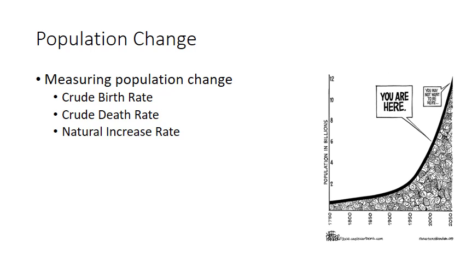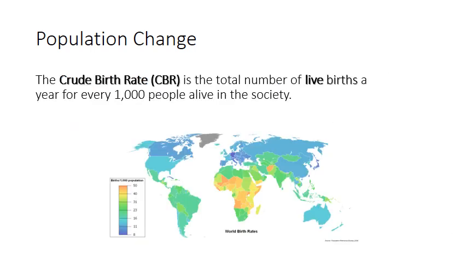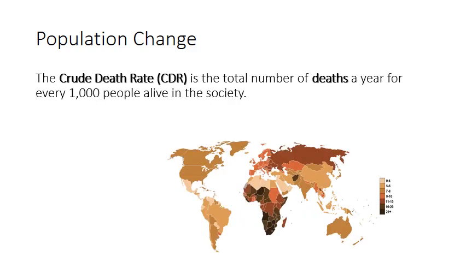3 tools we use to measure population change are the crude birth rate, the crude death rate, and the natural increase rate. Crude birth rate is the total number of live births every year for each 1,000 people alive in the society. Similarly, the crude death rate is the total number of deaths in a year for every 1,000 people alive in the society.